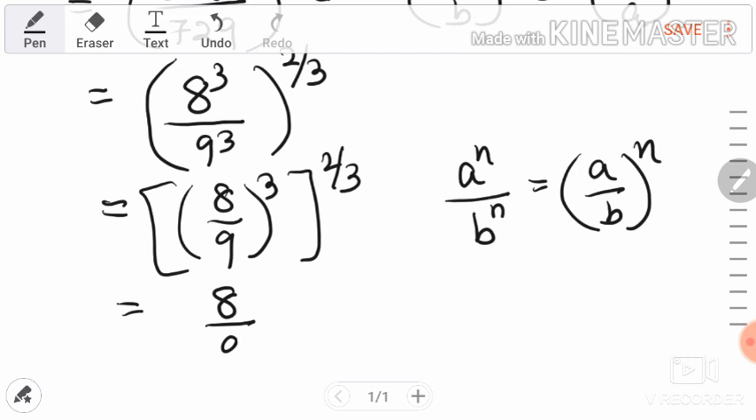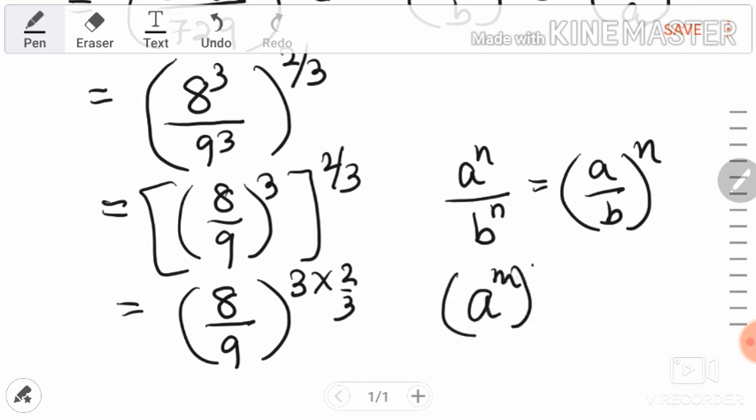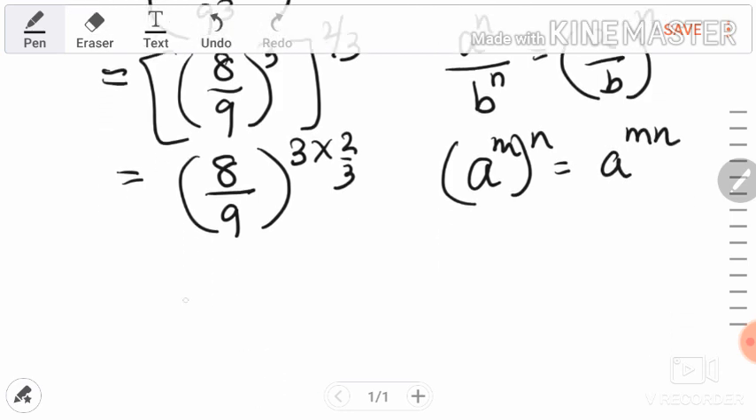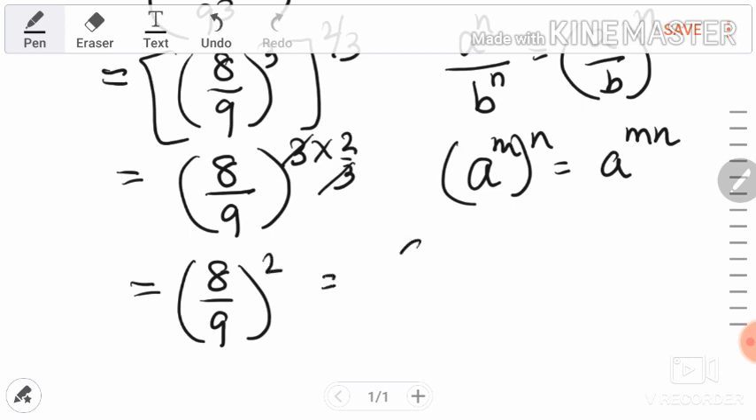Now we can write 8/9 as the base, and the powers will get multiplied: 3 into 2/3. Which law have we used here? (a^m)^n is equal to a^(m×n). Now simplifying the numbers in the power, we have (8/9)^2, which is 64 divided by 81.